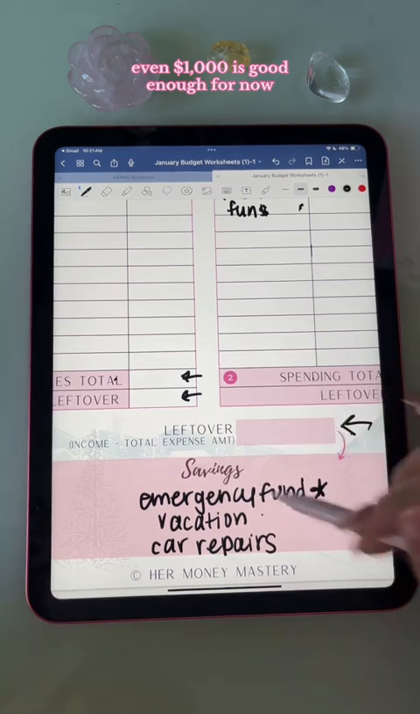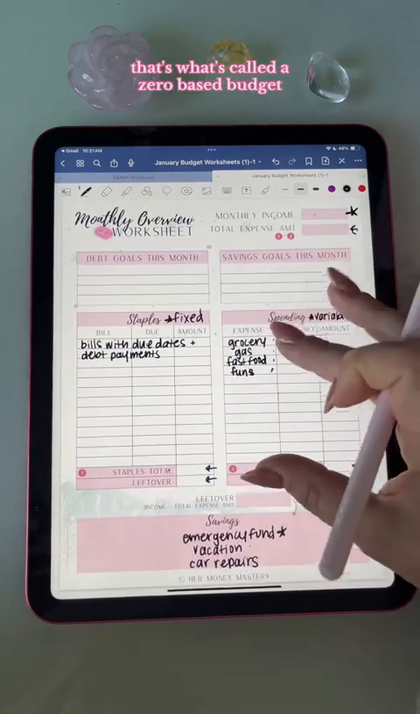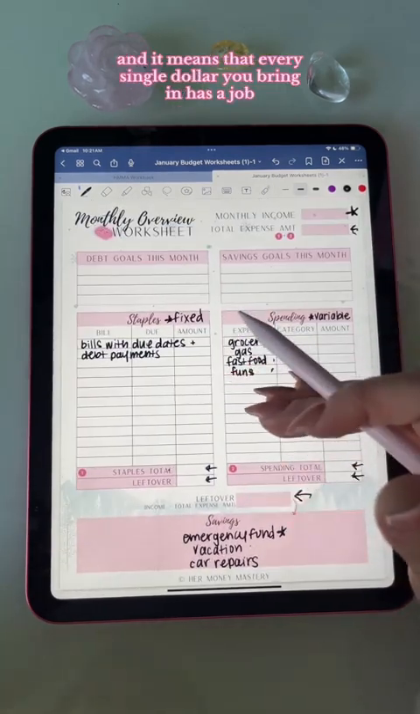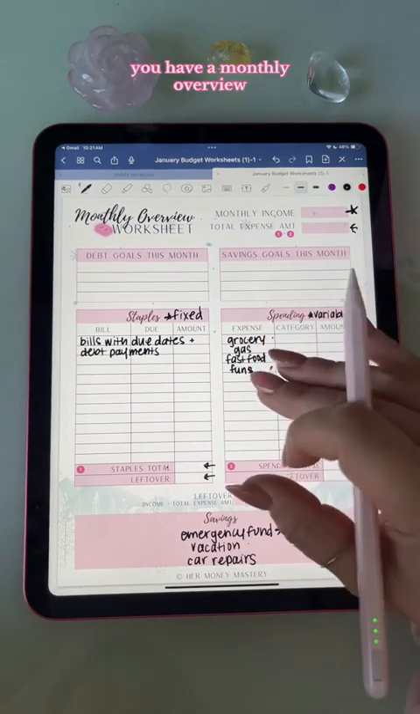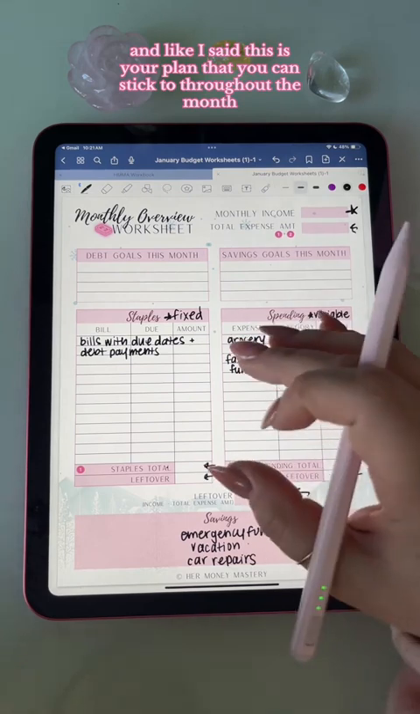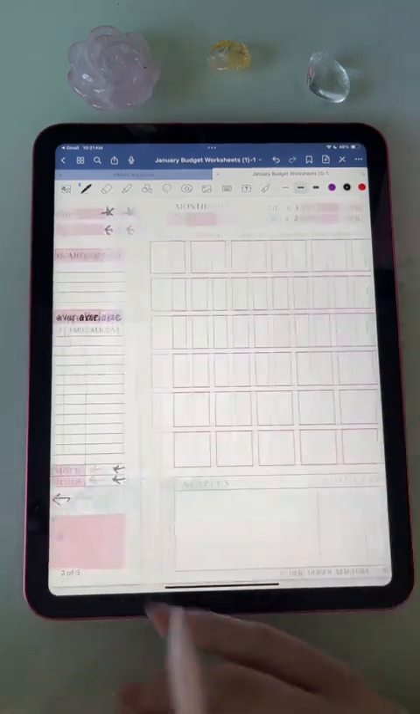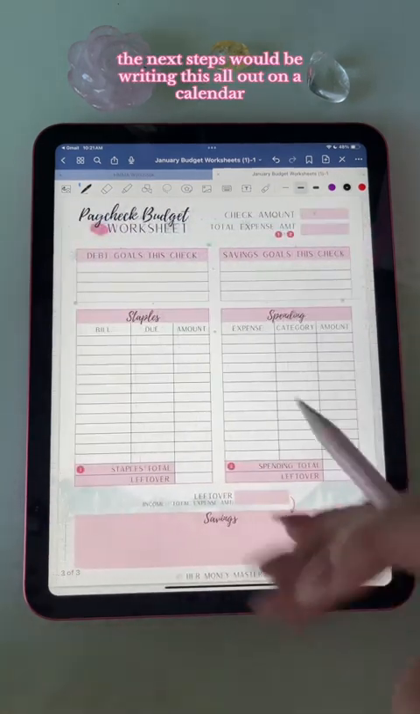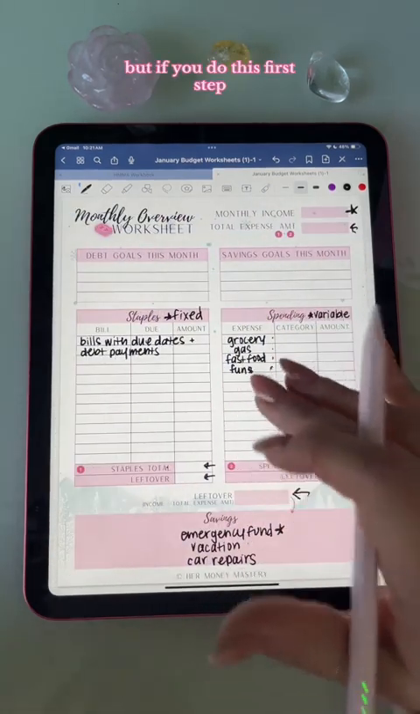The goal is that after allocating money out to savings, you want to have $0 left over. That's what's called a zero-based budget, and it means that every single dollar you bring in has a job. Once you're done with that, you have a monthly overview, and like I said, this is your plan that you can stick to throughout the month to actually hit some of your goals. The next steps would be writing this all out on a calendar and also budgeting out your paychecks whenever they happen. But if you do this first step, you're already ahead of the game.